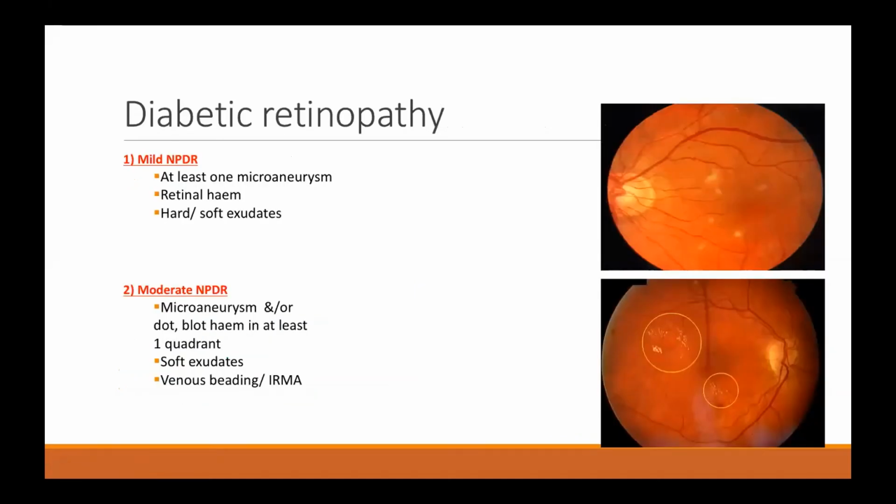So in terms of classifying diabetic retinopathy, it's classified into mild non-proliferative diabetic retinopathy, moderate, severe, and then very severe. With mild, you've got at least one microaneurysm, retinal hemorrhage, hard or soft exudates. The hard exudates are these yellow waxy lesions with distinct edges. Moderate, you get microaneurysms and/or dot blot hemorrhages in at least one quadrant. You've got soft exudates, which we said were cotton wool spots. And then you've got venous beading, the sausage-looking or beaded-looking blood vessels.